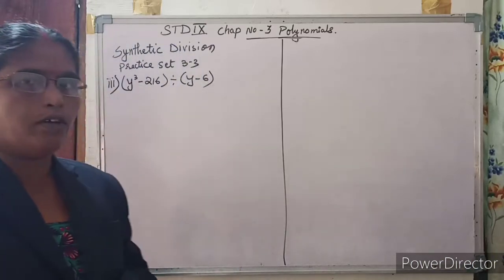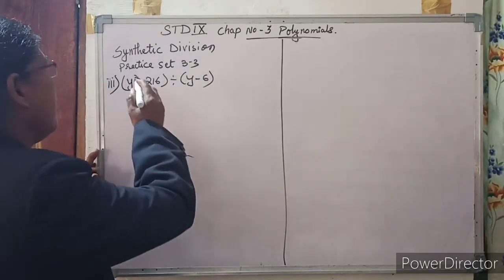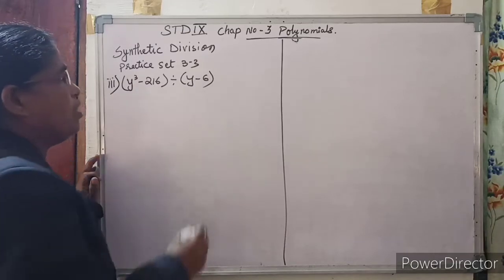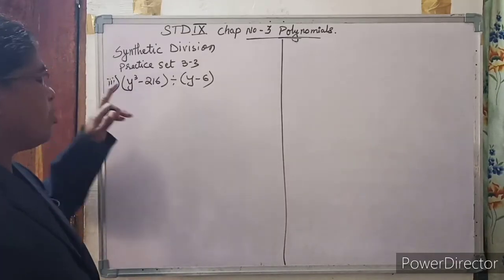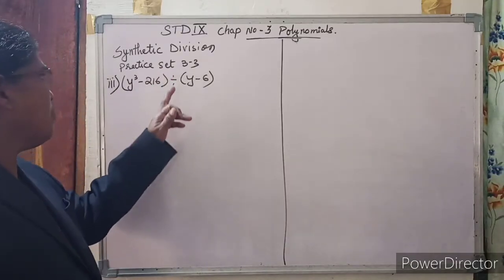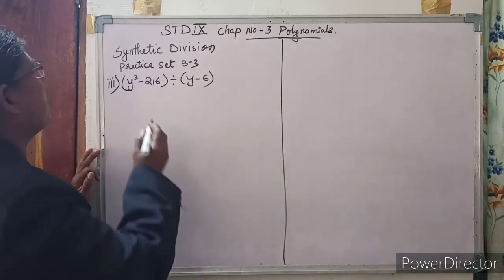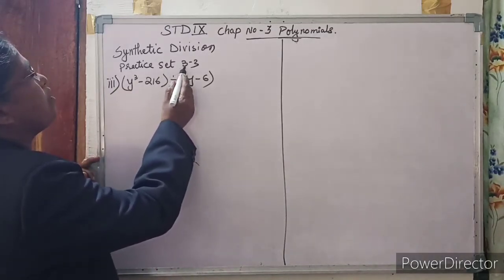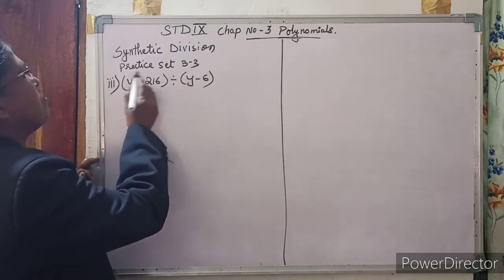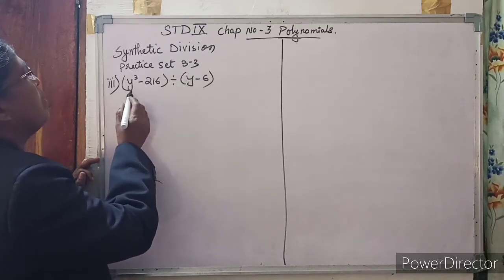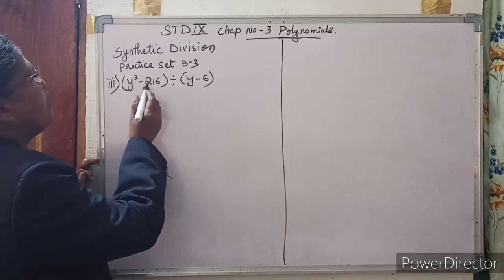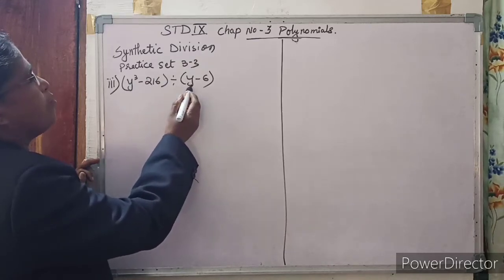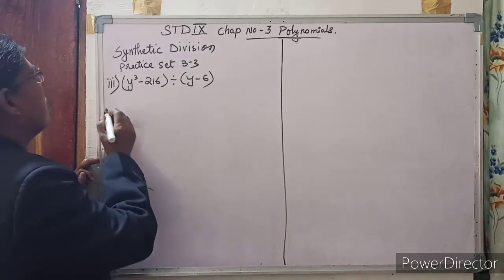Good morning students. Today we are going to study synthetic division again, then we will proceed further. Last time I taught only one example, so today another example. I have taken this question from Practice 3.3, third question. See here, y cube minus 216 has to be divided by y minus 6.